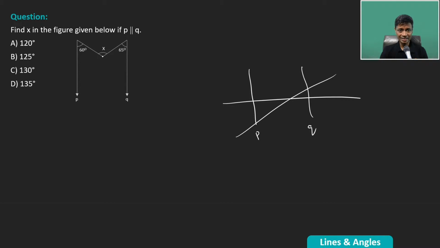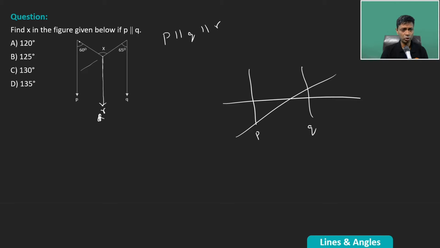We can either extend this line to make it a complete transversal cutting, or what is better still, we can draw a line through here, R, which is parallel to P and Q. P parallel to Q, parallel to R. And wonderful. Now that we have got this, if you had not got this idea, this question might have been tricky. Now that you have got it, try to answer this question.